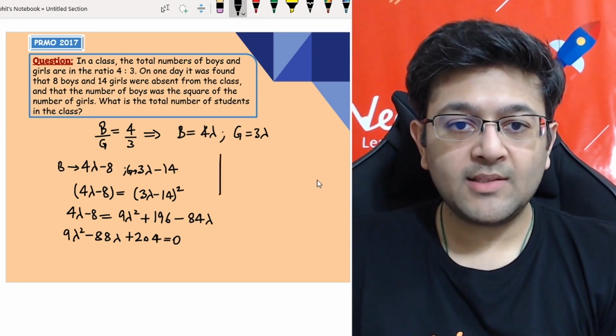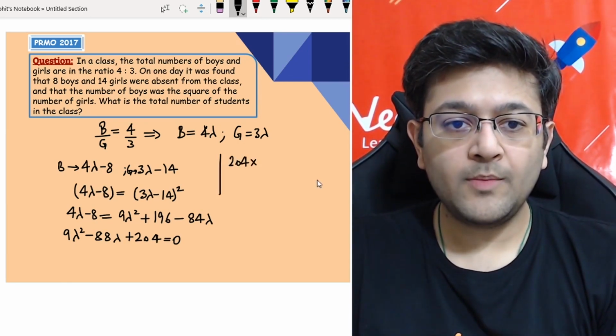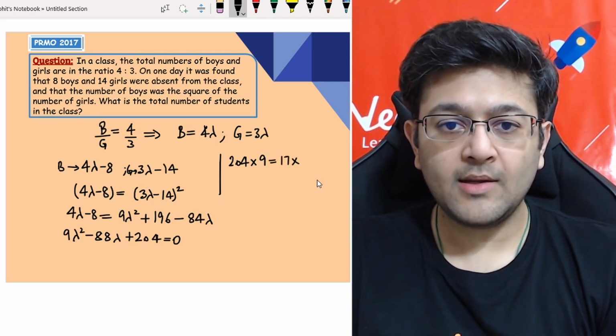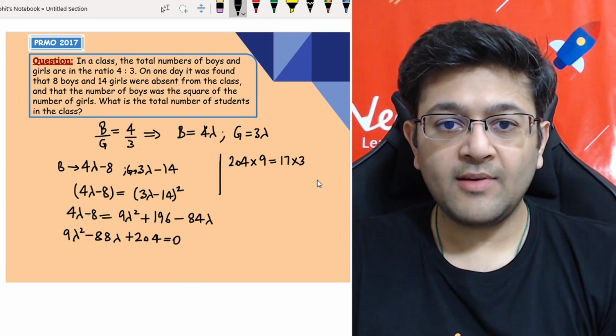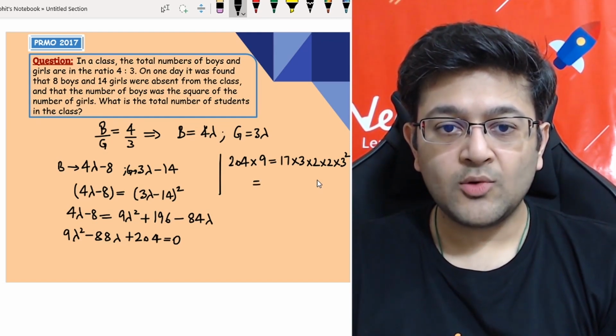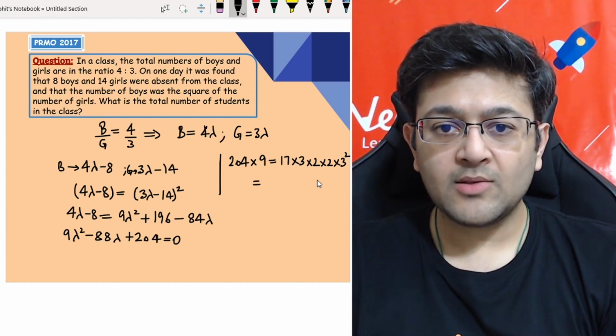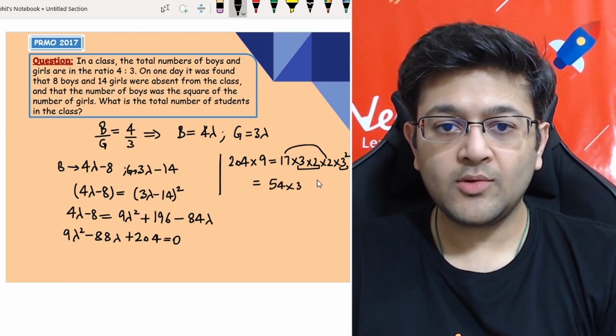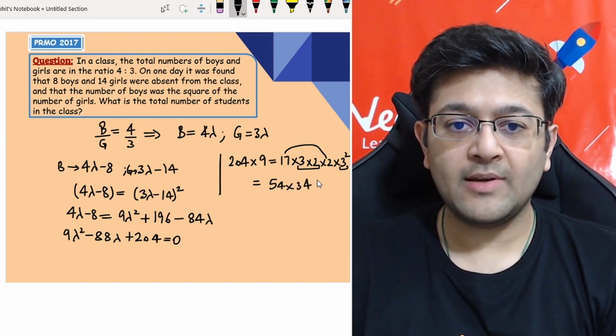Okay, let me help you with this. So 204 into 9, right? So let's factorize this. So 17 into 3 will be 51 into 2 into 2 into 9, that is 3 square again. Okay, so let's see the factors now which will make it 88. So I think you can see here. So let's say this is 9 into 6, that is 54, and the leftover expression will be 17 into 2, that is 34. So 54 plus 34 will give you 88.